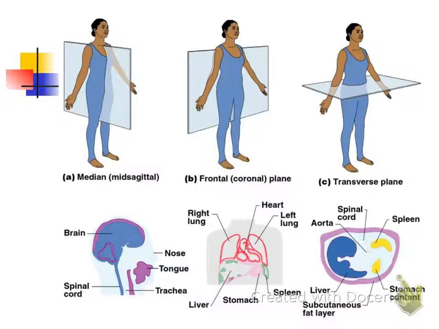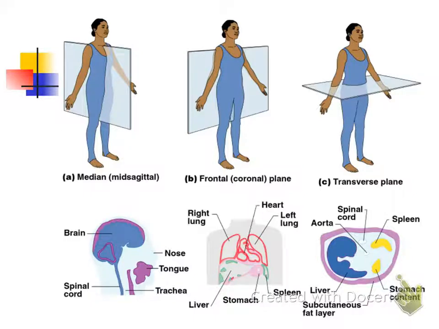The last one is the transverse plane. Transverse plane divides the body into the upper and lower portions. And again, this transverse plane is showing it going through the midsection, but it could be along the top, it could go through the head, or it could go through the legs, and all of those would be considered transverse planes. The 3 pictures on the bottom are showing you different organs.